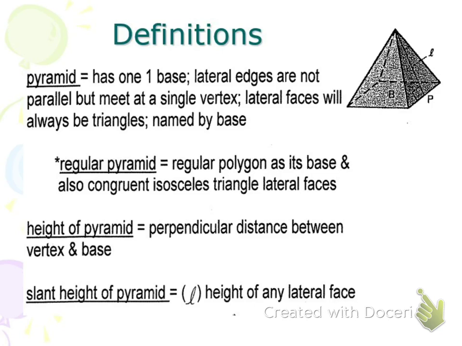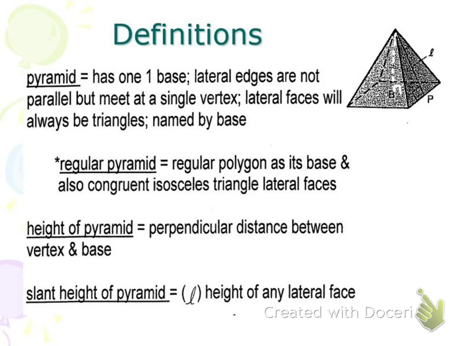The height of a pyramid is the perpendicular distance between the vertex and the base. That can be kind of hard to see sometimes. But what it means is it goes through the very middle of the pyramid. So it starts up at that top point and drops down the very middle of the pyramid and makes a right angle with that flat base at the bottom.